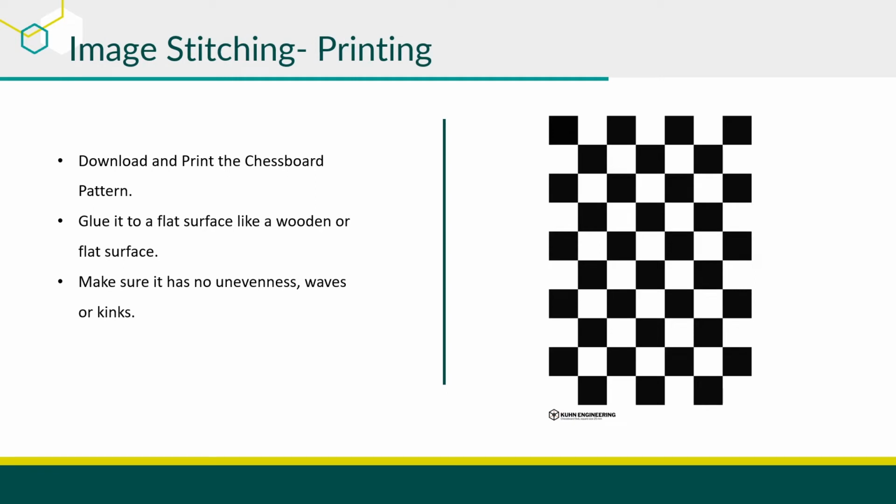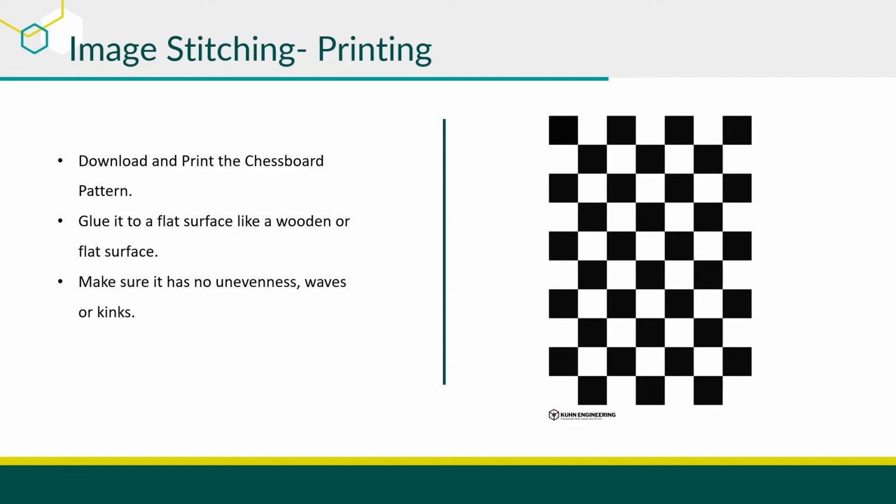The calibration module generates a calibration file from the images of a chessboard pattern captured by the camera. Therefore, we will need to print a chessboard pattern. Instructions on how to print can be found in the description below.